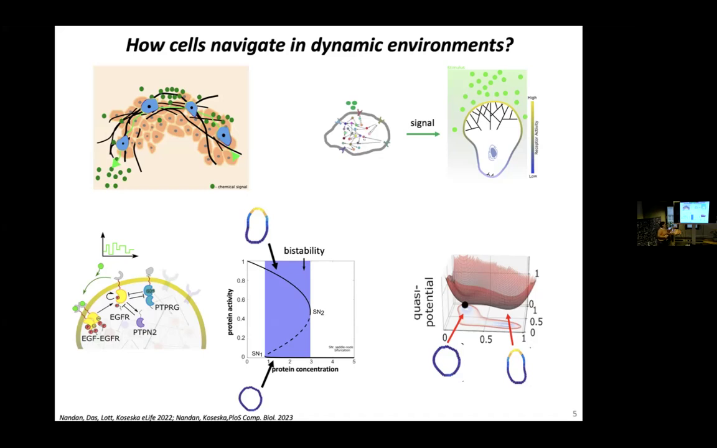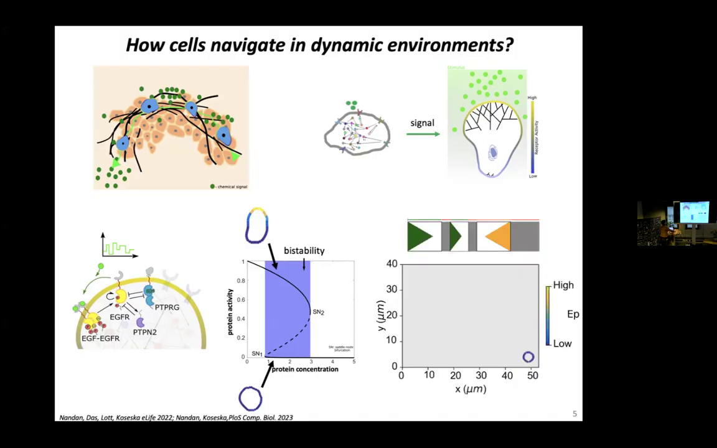And just to come back to our quasi-potential landscape picture, this corresponds, of course, to a quasi-potential that has two wells, and these are the two attractors. One is of the basal, one is of the polarized state, and then the signal will switch the system from one to the other one.